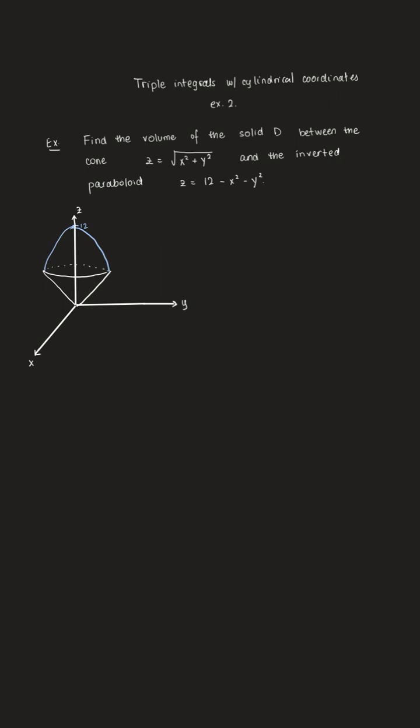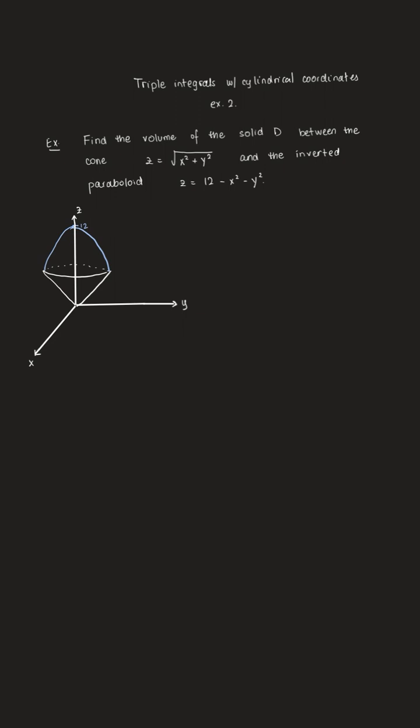Okay, so here's our second example. We're going to find the volume of the solid D between the cone, z equals the square root of x squared plus y squared, and the inverted paraboloid, z equals 12 minus x squared minus y squared. So I've drawn a little sketch. It's not great, but there it is.